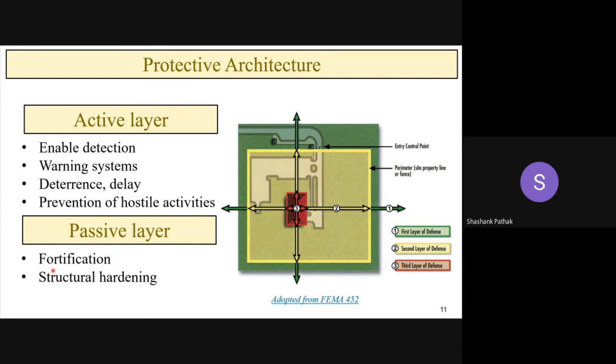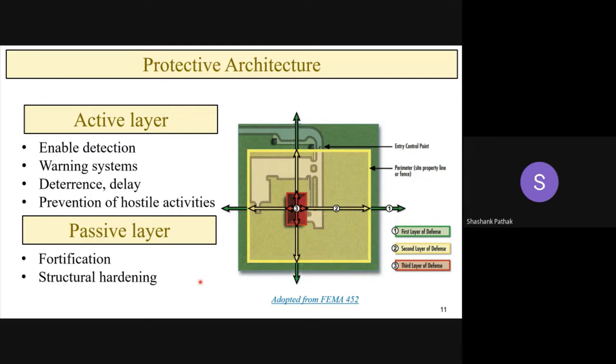And in the passive layer, we can fortify our structure. We can make our structure very strong, strong enough so that it does not collapse, it does not fail under the blast loading. And the design of such structures is known as structural hardening. So when we are designing something for blast loading, you will find this word very often in blast engineering, that the structure has been hardened, or we are designing a hardened structure. Those come under the passive layer.